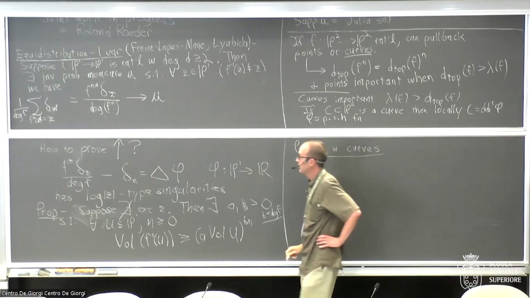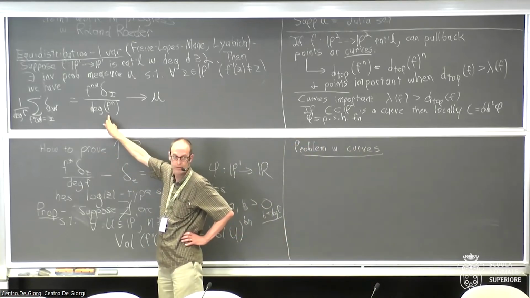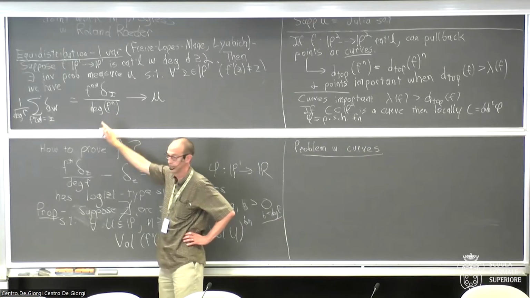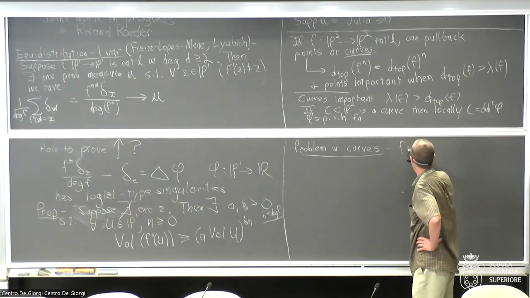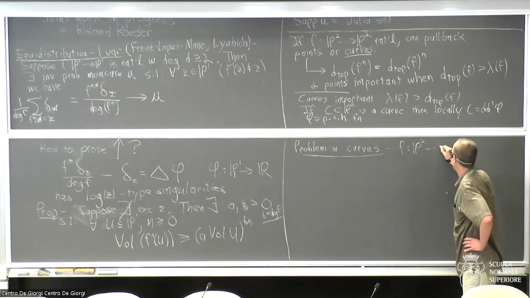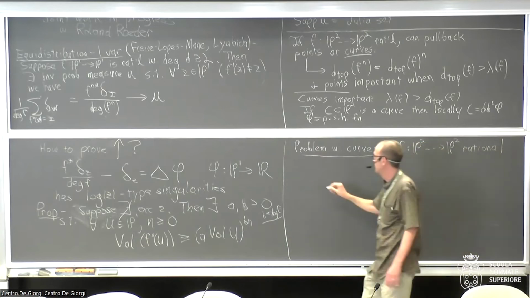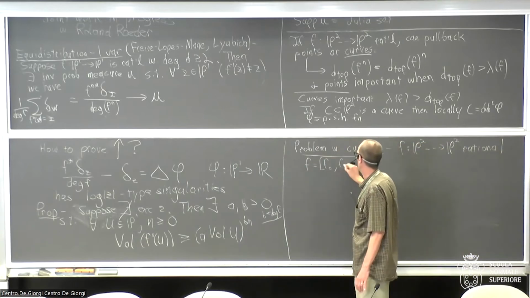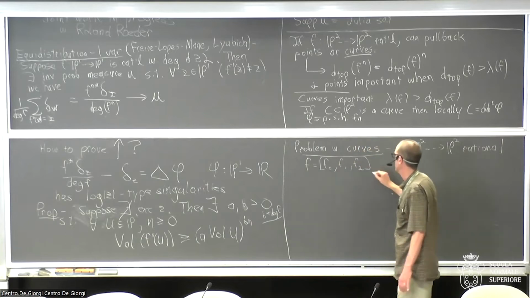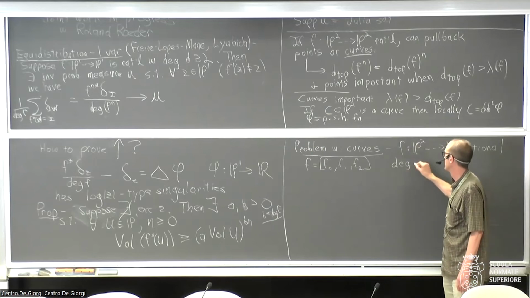with curves, particularly if you want to use this argument again, is that this can be bad for rational maps. This normalizing factor can be bad. So we're back to some rational map on P2. You can write it in homogeneous coordinates as F0, F1, F2. You have 3 homogeneous components, and these will all be homogeneous polynomials of the same degree.